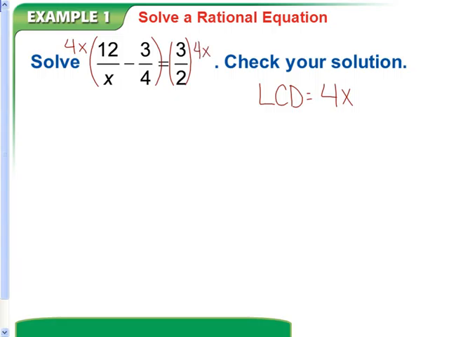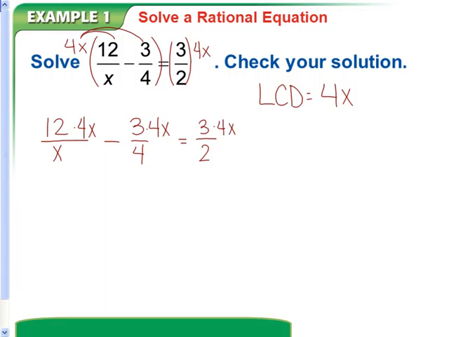On the left side I have to distribute it through. So it's 12/x times 4x, minus 3/4 times 4x, equals 3/2 times 4x. Most of the time when you do these problems, you're going to start with this step.